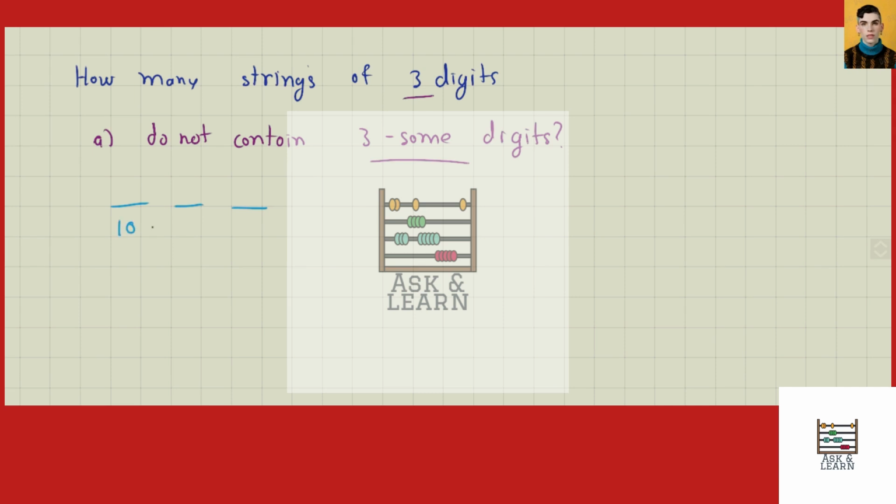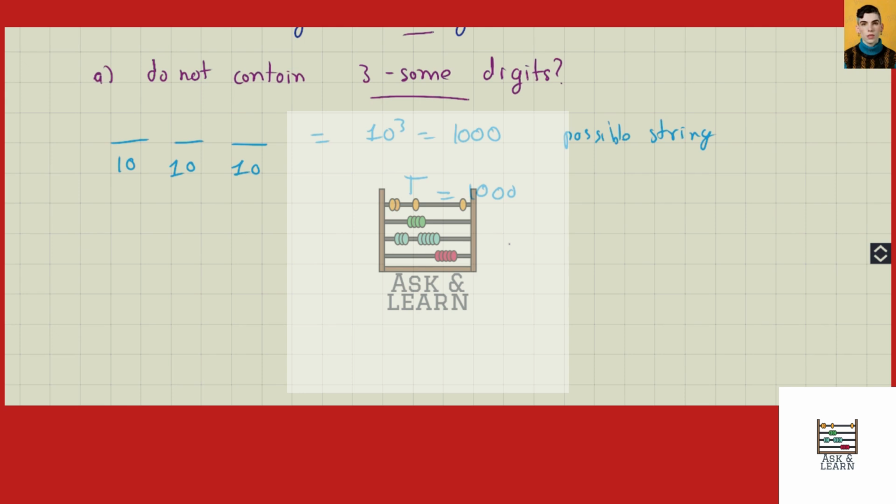So we have 10 possibilities for each digit, right? So to count how many strings are possible, this equals 10 cubed, and this equals 1000. So this 1000 possible strings, okay, and this I'm going to label by the letter T of total. So this is the total possible strings without any restriction. But we need to focus on those that do not contain the 3 same digits. So let's count how many of them we have.